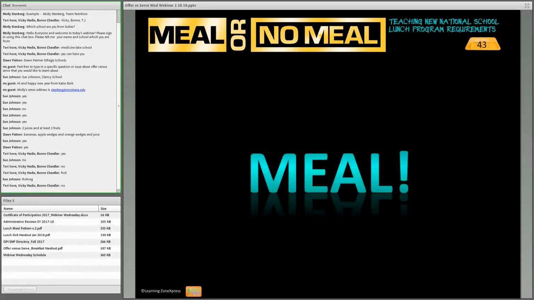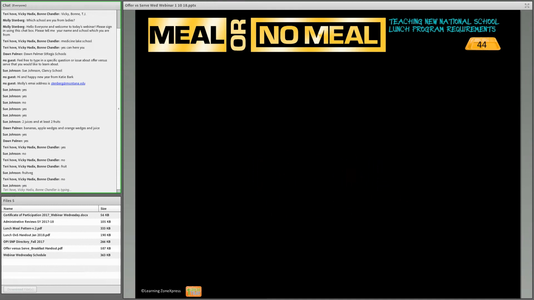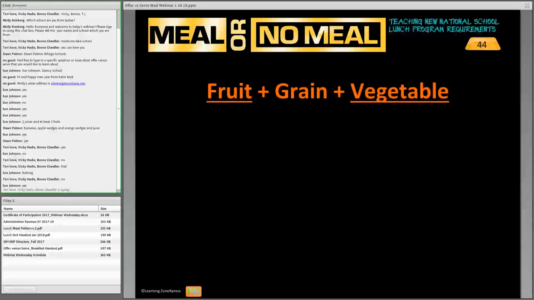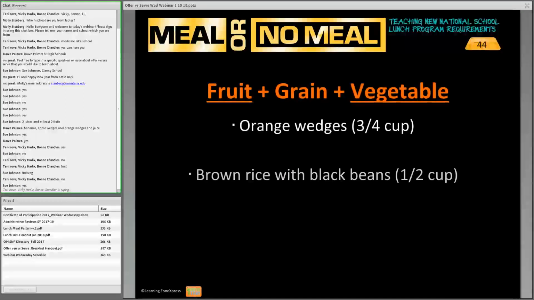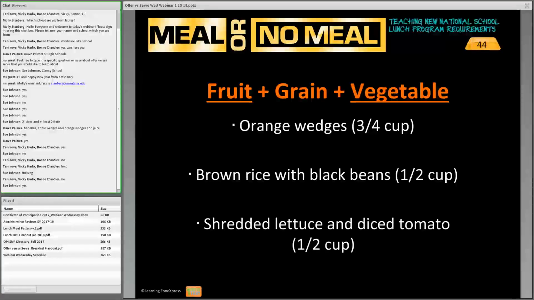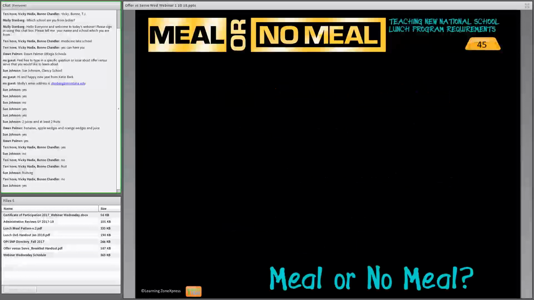Okay, this is kind of a tricky one. It is a meal because it has a fruit and vegetable, which is each half cup of a fruit, half cup vegetable, or 2 components, and then the brown rice is half cup and counts as a grain. So this would be good for a vegetarian student.